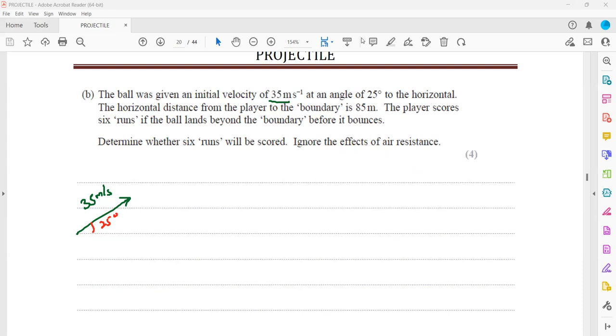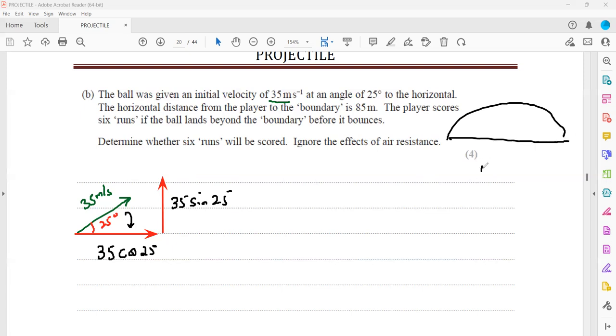So first part, we will find its horizontal and vertical components. Whenever a question is related to projectiles, first divide it into parts, find the horizontal and the vertical component. The horizontal component is given with cosine, so this will be equal to 35 cosine 25. And the vertical component will be equal to 35 sine 25.